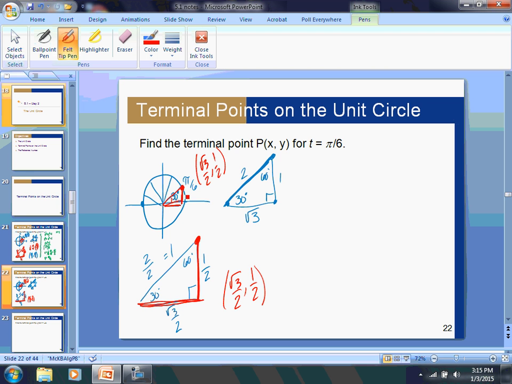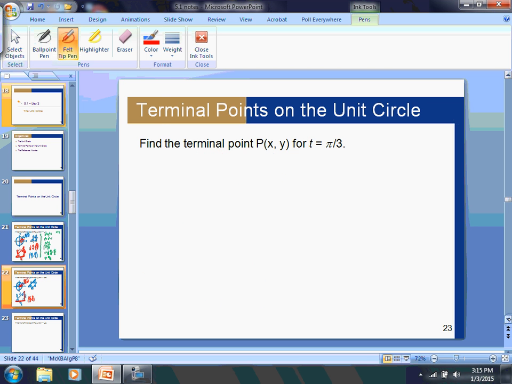Okay? So we have two of our terminal points so far. We have pi over 4 and we have pi over 6. Now we just need the terminal point for pi over 3. Now, when we do that, there's a connection between pi over 3 and pi over 6. It's on our unit circle.